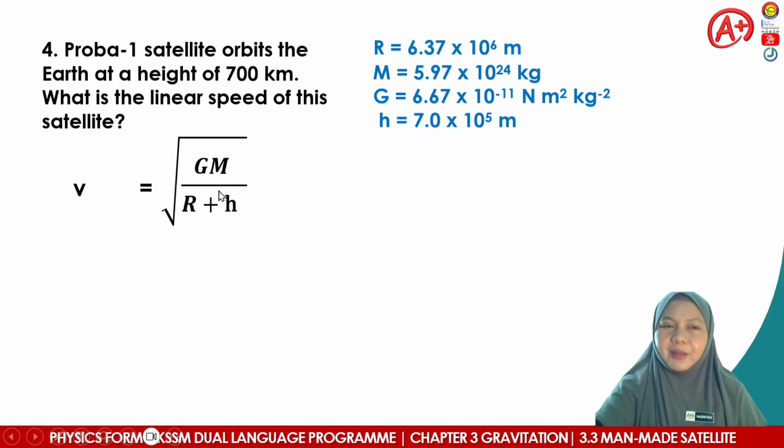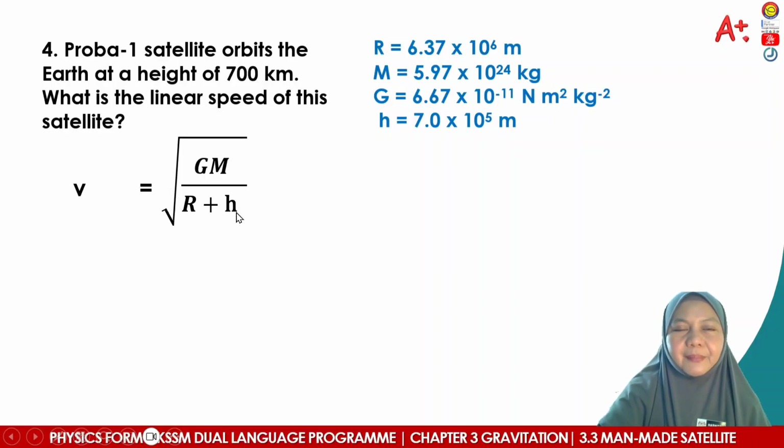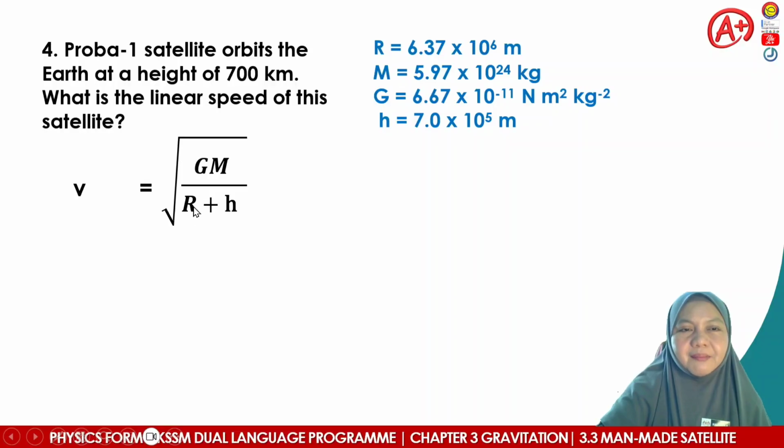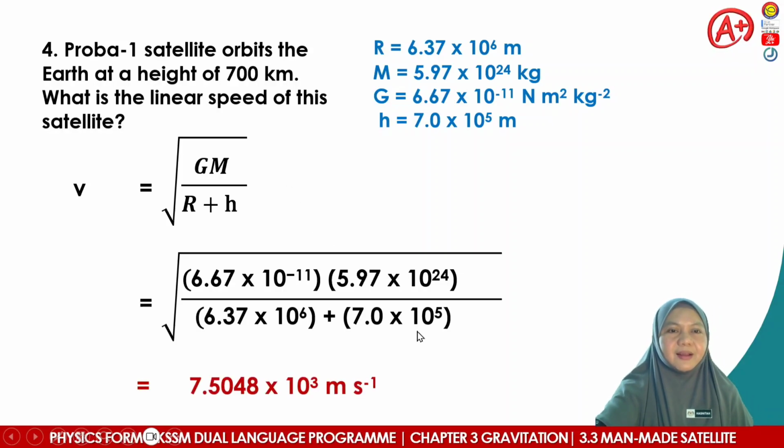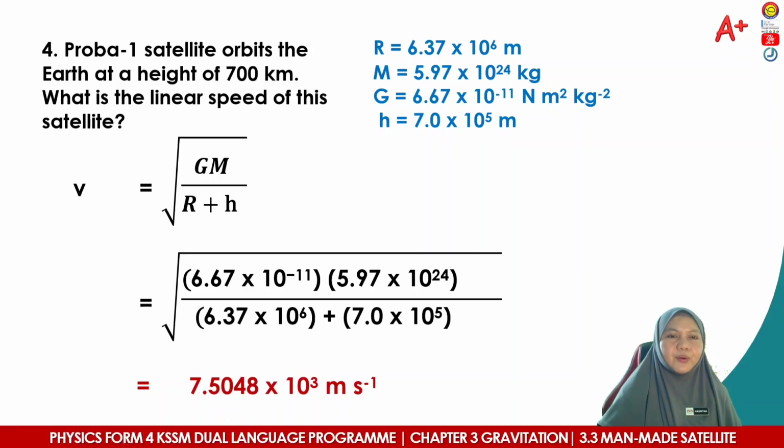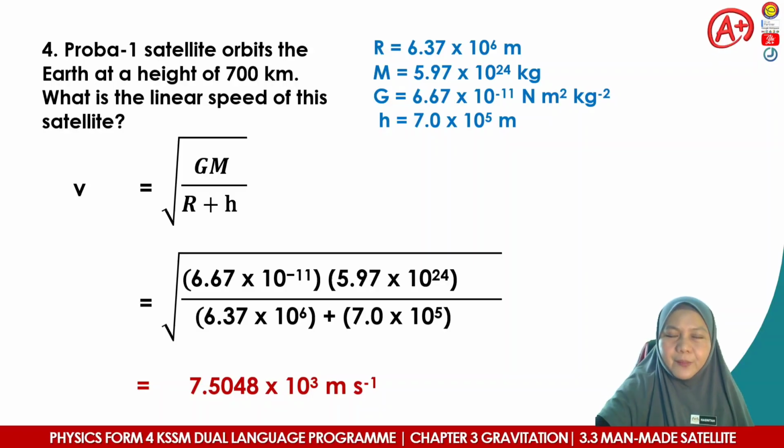Okay, so this is the formula for linear speed. v equals the square root of GM divided by R. R here is R plus h. The orbital radius here is determined from the Earth radius plus the height of the satellite from the Earth surface. So we do the substitution for G, the mass of Earth, the Earth radius and the height of the satellite from the Earth surface. Alright? So the answer is 7.5048 times 10 to the power of 3 meter per second, the linear speed of Proba-1.